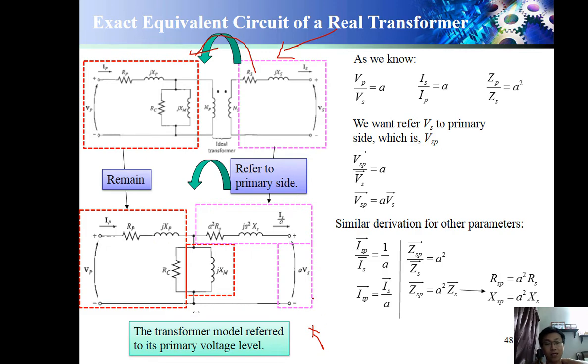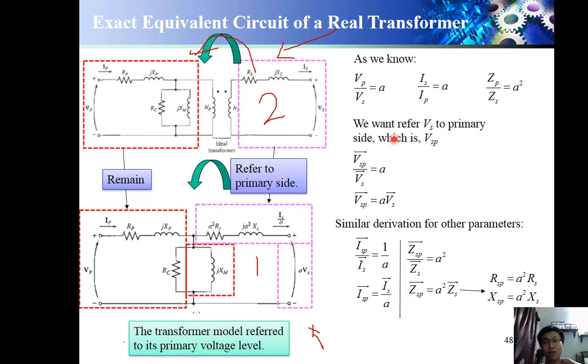It becomes one circuit. Now this is two circuits. This is one circuit, it is connected. This is not connected. So how do we get it? Okay, let's have a look. As we know, VP over VS is A. IS over IP is A as well. VP over VS equals A squared. P stands for primary, S stands for secondary.